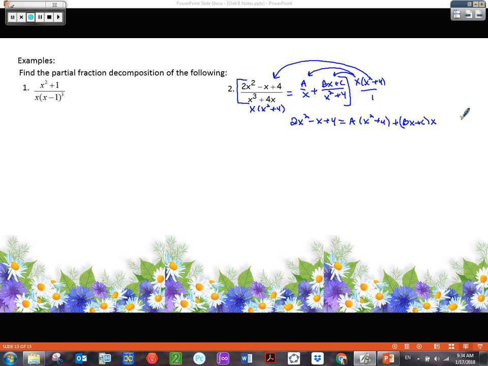All right, so at this point, I'm going to multiply this completely out. The A times each of those, the x. I'm going to multiply it completely out before I go to the next step. So I have 2x squared minus x plus 4 equals Ax squared plus 4A plus Bx squared plus C times x.